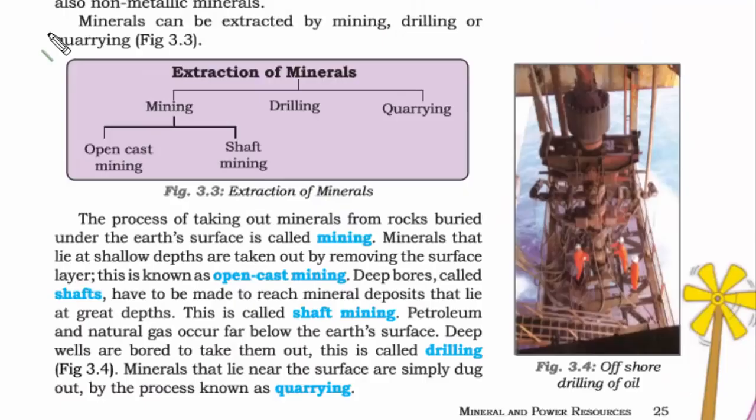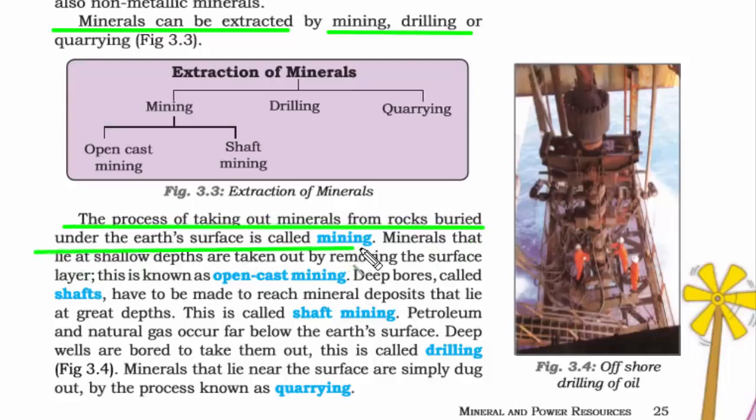Now as I said earlier, minerals need to be extracted, and there are three ways of doing so: mining, drilling or quarrying. Digging into the earth's surface to take out the rocks buried under the earth is called mining. Many mines are like a ventilator that takes you inside the earth's surface. It's quite dangerous and risky. Then we have something called open cast mining. It is very famous in India.